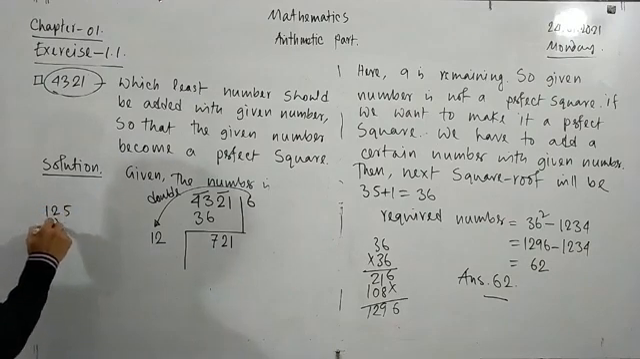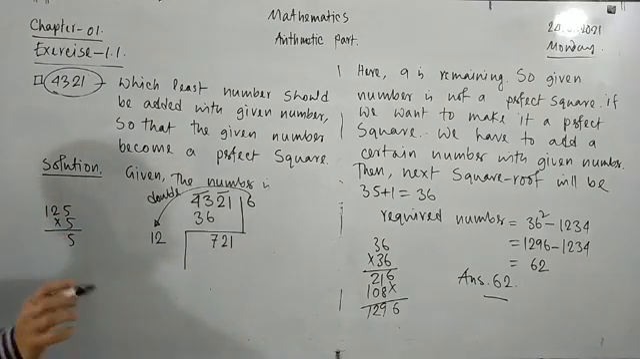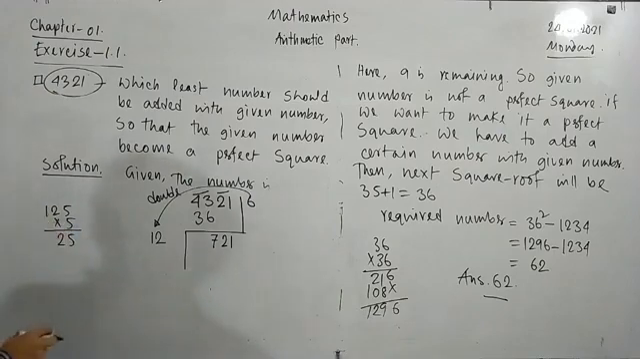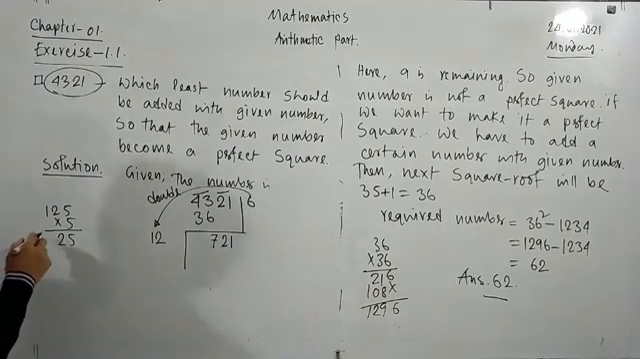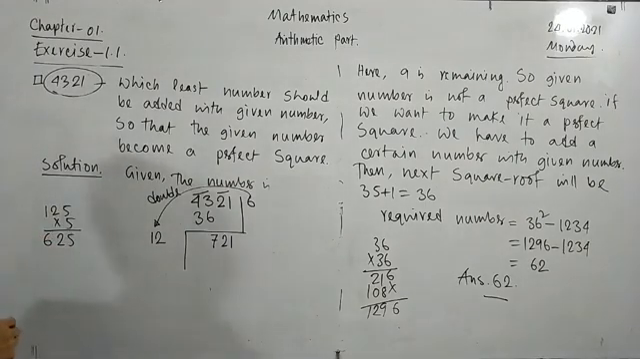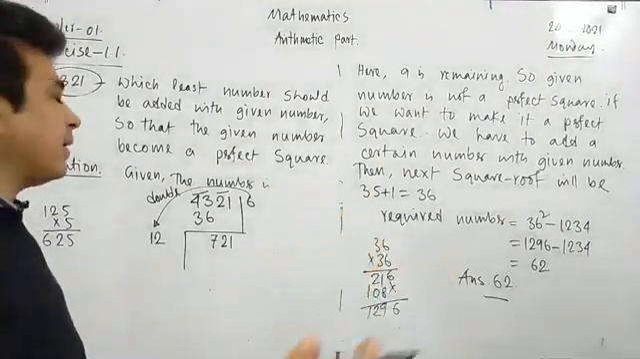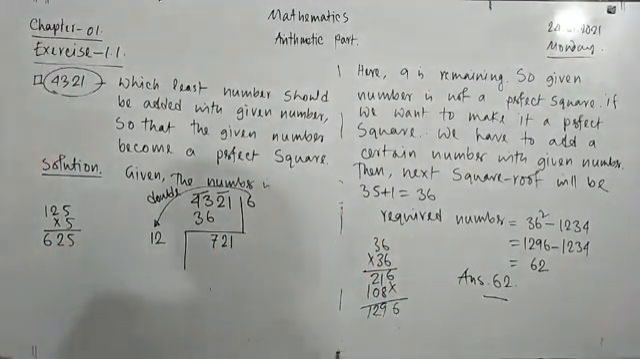If we put here 5, we have to multiply it by 5. So 5 times 5 is 25. We have 2. 5 into 2 is 10, plus 2 is 12. We have 1. 5 into 1 is 5, and 1 is 6. Okay, 625. So we have 721. We have much more, so we have to try the next one.